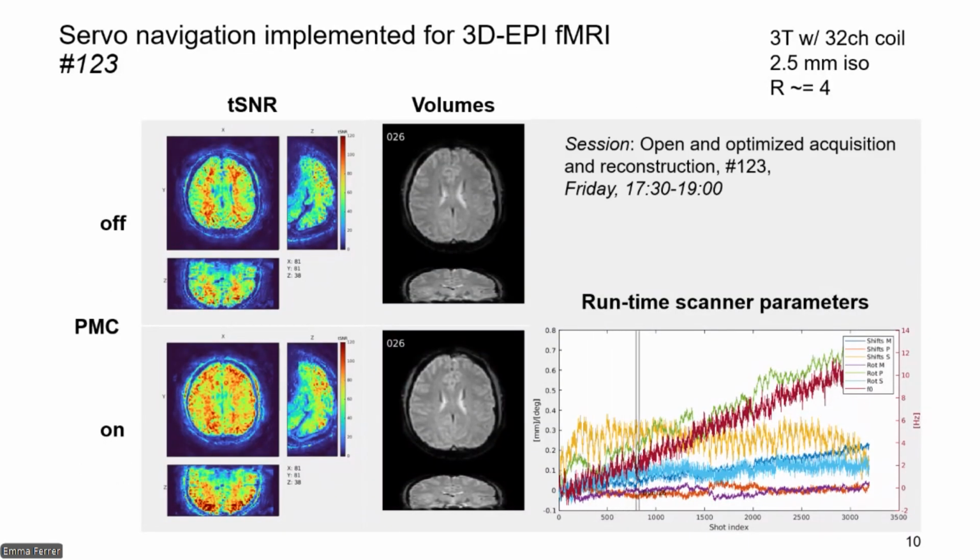Just as a quick side note, we also applied the servo navigation to 3D EPI fMRI, which I will be presenting in the open optimized acquisition and reconstruction session on Friday evening. Yeah, please pass by if you're interested in how we can improve voxel signal stability.